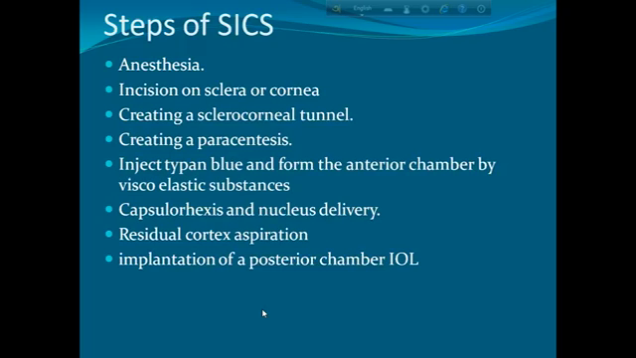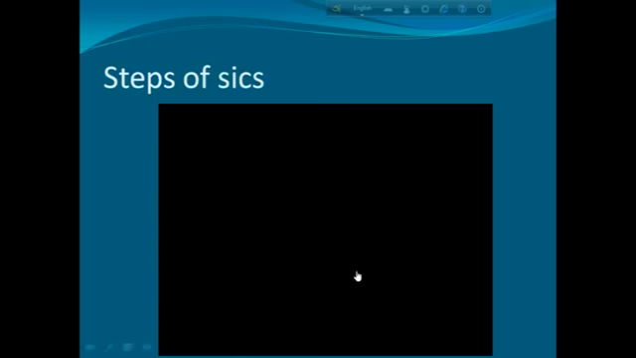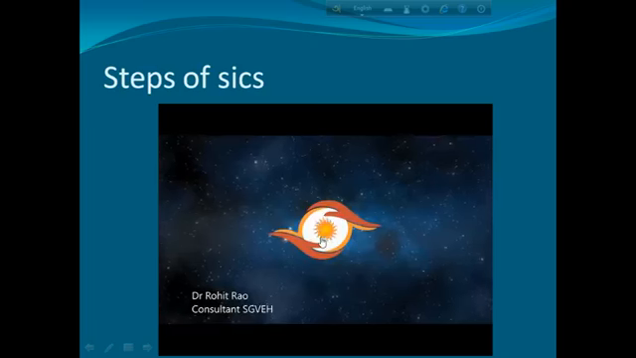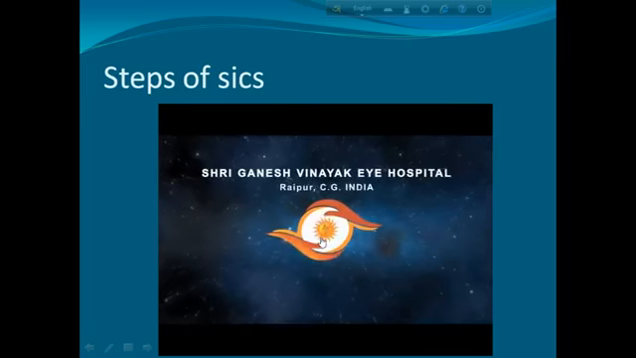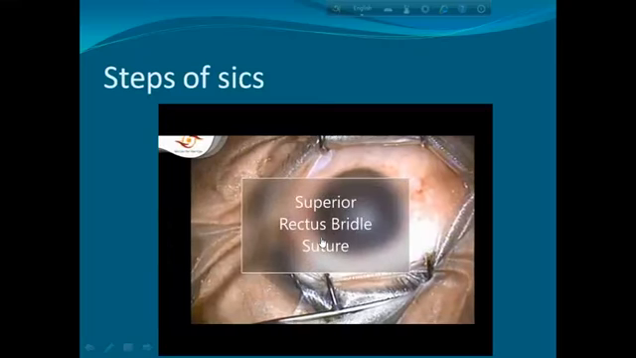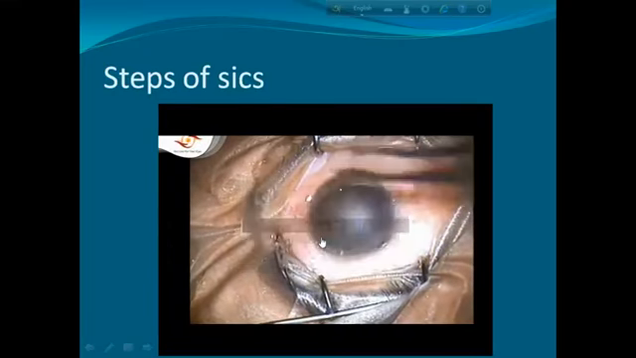And the steps of SICS: anesthesia, incision, sclerocorneal tunnel, capsulotomy, nucleus delivery, residual cortex aspiration, and implantation of a posterior chamber intraocular lens. There are pictures that help. This video of SICS helps to understand cataract surgery, especially SICS.